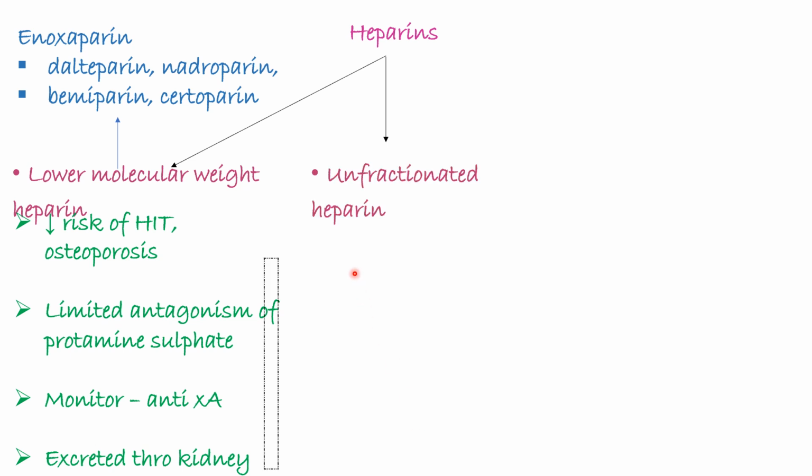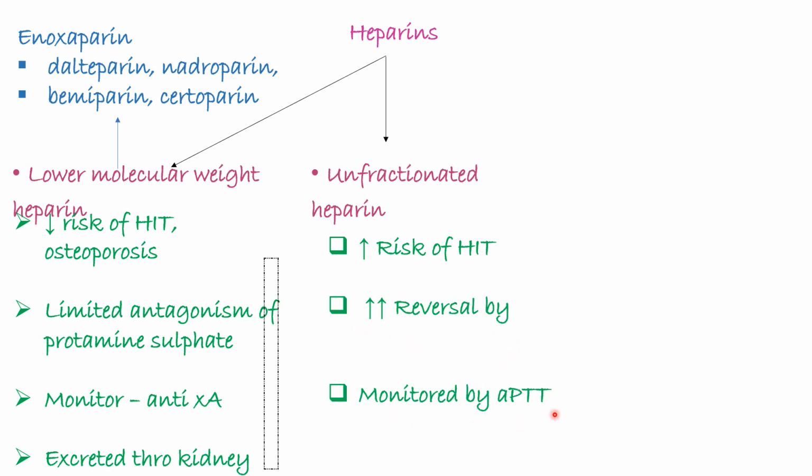So unfractionated heparin has an increased risk of HIT in addition to osteoporosis, and it has increased reversal by protamine sulfate, and then it is monitored using APTT and is excreted in the liver.